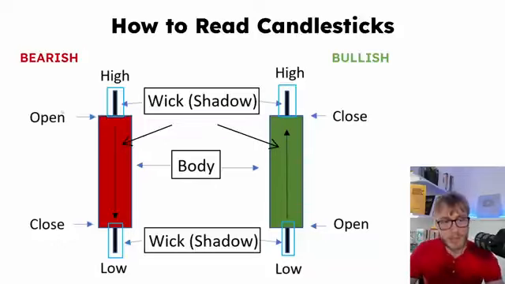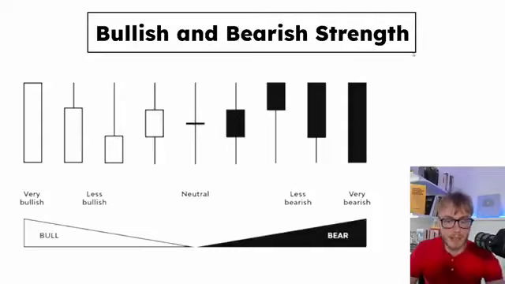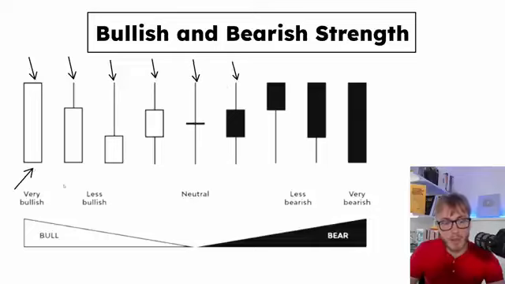Alright then, so now that we have a basic understanding of how to read candlesticks, we are ready to talk about something called bullish and bearish strength. Now I want you all to focus on this image right here. The first thing I want you to notice about these candles is that for all of these candles, the highest points are at the exact same level, right? And we can also notice that for all of these candles, the lowest points, so the low here, are also at the exact same level.